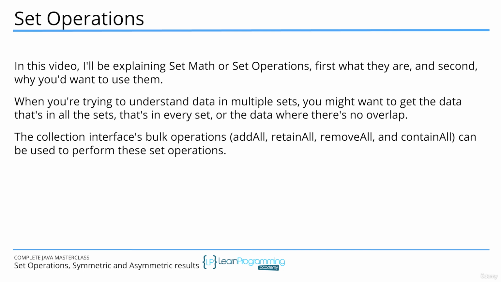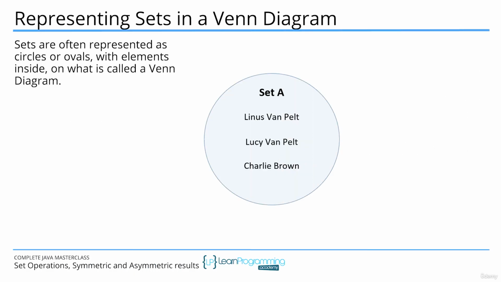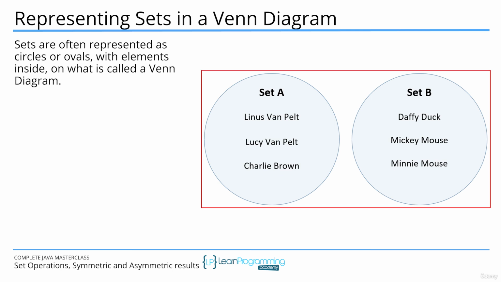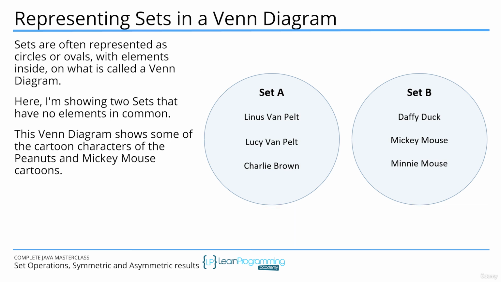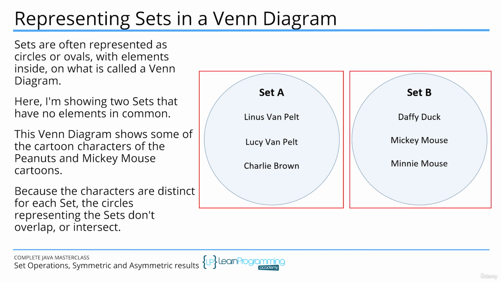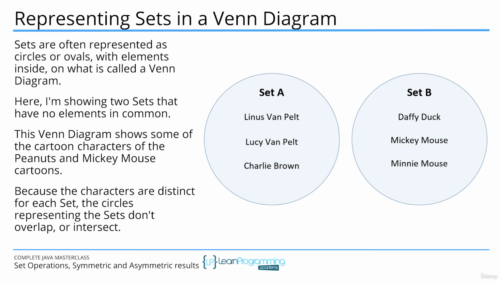The collection interface's bulk operations, addAll, retainAll, removeAll, and containsAll, can be used to perform these set operations. Sets are often represented as circles or ovals with elements inside on what is called a Venn diagram. Here, I'm showing two sets that have no elements in common. This Venn diagram shows some of the cartoon characters of the Peanuts and Mickey Mouse cartoons. Because the characters are distinct for each set, the circles representing the sets don't overlap or intersect.